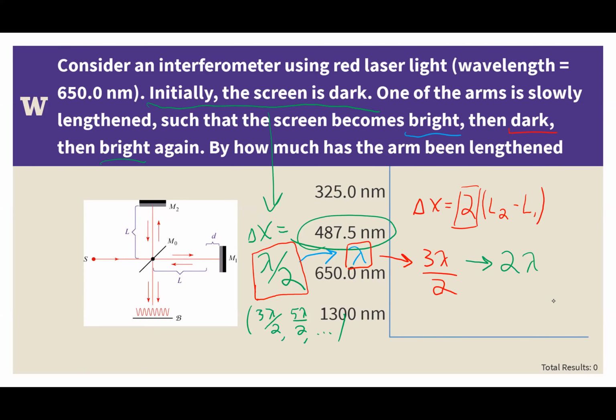So this is really cool because it would otherwise be quite hard to measure a distance like 487.5 nanometers. There aren't a lot of really easy to use tools that can measure distance that precisely. So that's the real benefit of using an interferometer and why they're interesting and relevant in modern physics experiments.